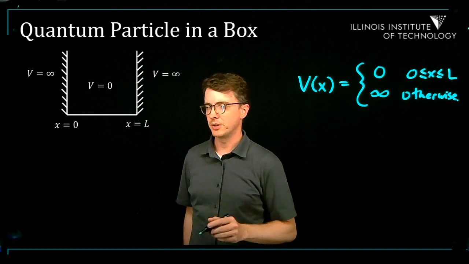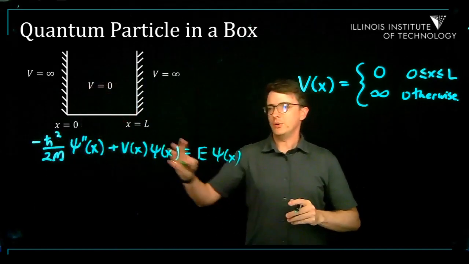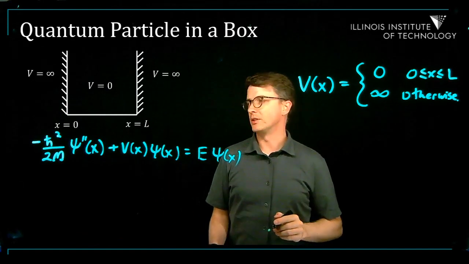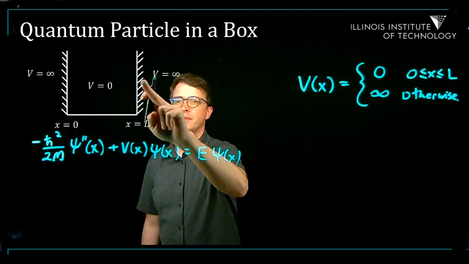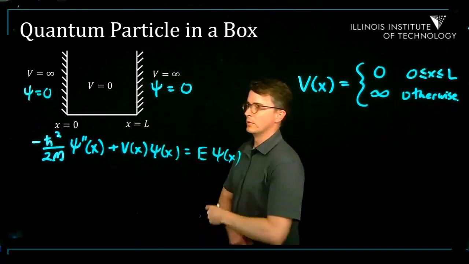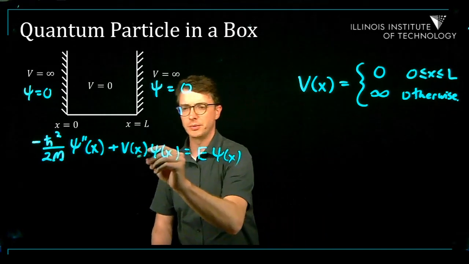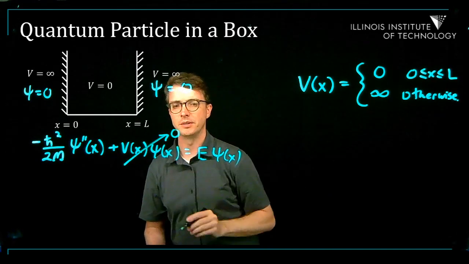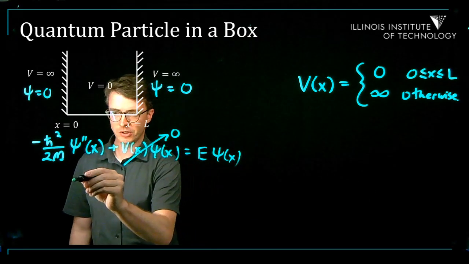So we have to go back to our time-independent Schrodinger equation, which looks like this. Now, outside the box, psi is going to be equal to 0. Whenever the potential is infinity, the particle can't exist out here, so psi will be 0. But we want to know what is happening inside the box. Inside the box, the potential is equal to 0, so this term is equal to 0. And I have a differential equation which looks like this.